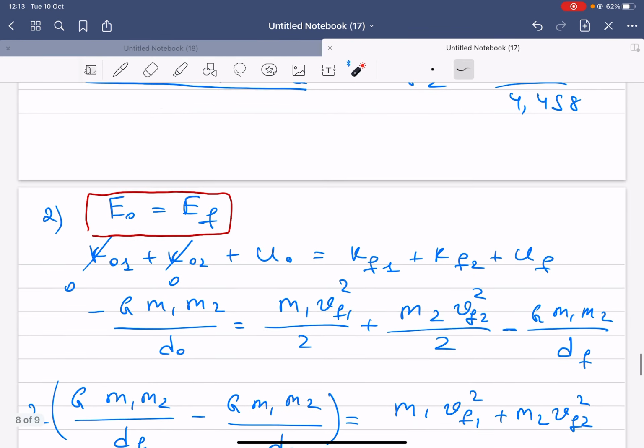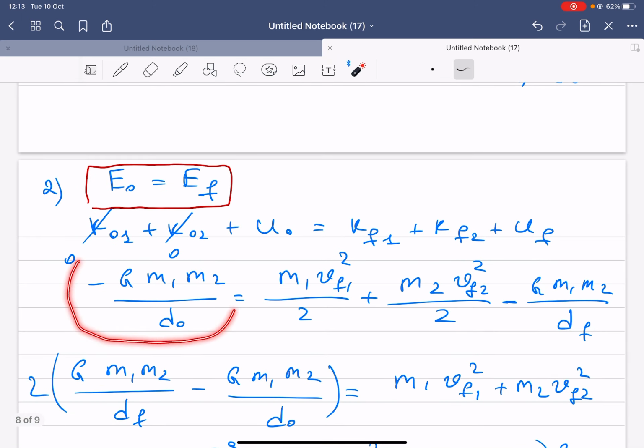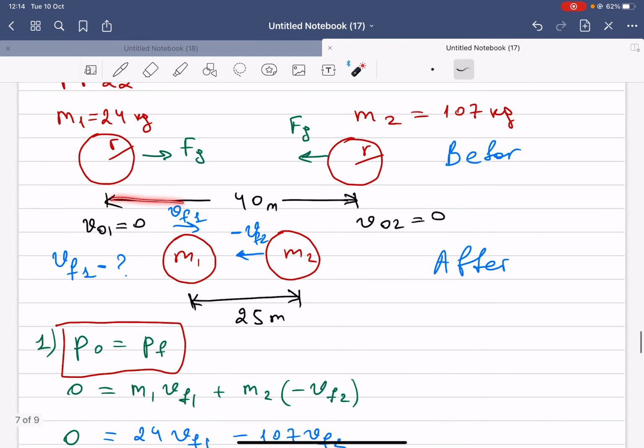Now in the second equation we have to use conservation of energy. So initial energy is equal to final energy. Initial energy consists of kinetic energy 1 initial, kinetic energy 2 initial, plus potential energy. Final energy will be kinetic energy final 1, kinetic energy final 2, and potential energy final. Since initially the objects have 0 velocity, we can set those to 0. We end up only with the initial potential energy, which is equal to negative G m1 m2 divided by d initial. D initial is 40 meters.